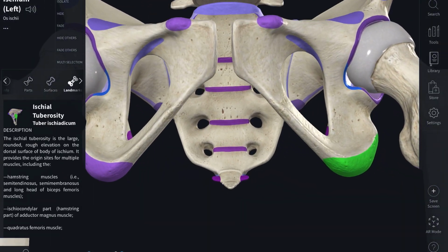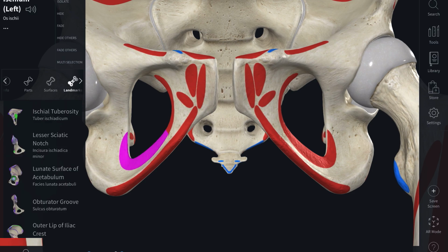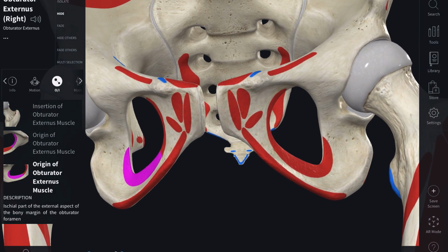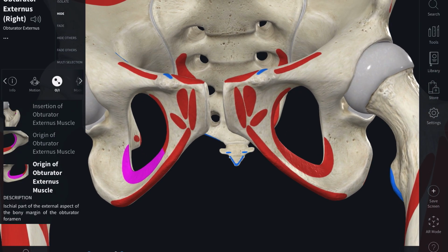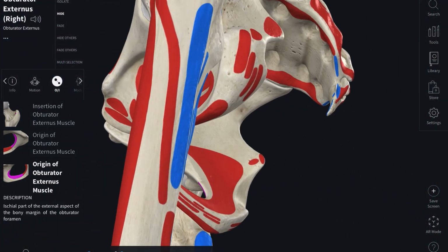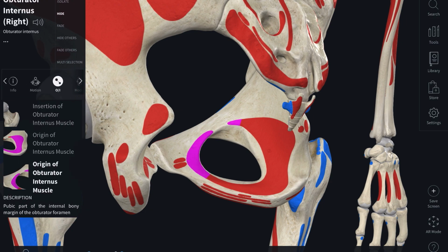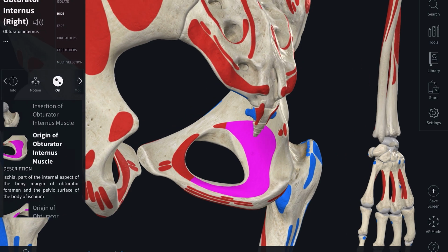The holes of the pelvis right here, this is going to be your obturator foramen. You have muscles that attach on this inside and on the outside. Let's see if I can show you here. So here's the muscle attachment for obturator externus sitting on the external side. But if we look inside that pelvic inlet, there is the obturator internus attachment site.